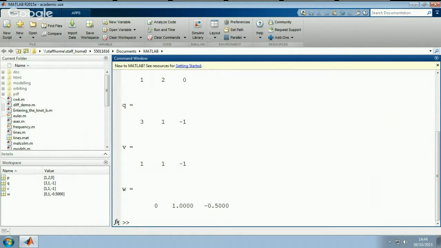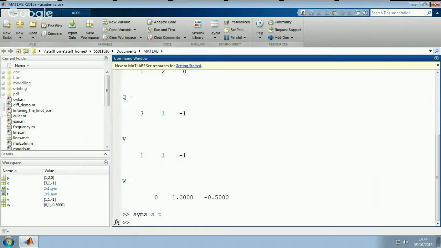I want to introduce the two variables s and t. There's the command syms, S-Y-M-S, short for symbolic variables. So you can do syms s and t, and that will declare s and t to be two symbolic variables. I can then set up my R1 and R2. R1 of t is P plus t star V, set up in this nice way, similar to how we described it. And R2 of s is going to be Q plus s times W.